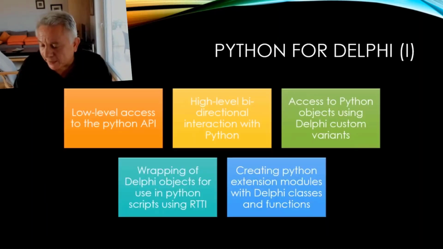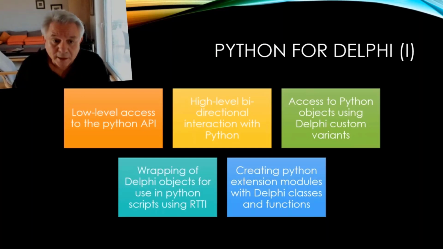lacking in that area. A kind of high-level introduction to what I do, if you want, Python for Delphi. This is the library, which is the focus of today's webinar. There are a number of components of the library highlighted in the slide. First of all, there is the low-level access to the Python API. Then you can also have high-level bi-directional interaction with Python, which has two components. One of them is a unit called VarPyth, which allows you to directly access Python objects using the so-called custom variants in Delphi.